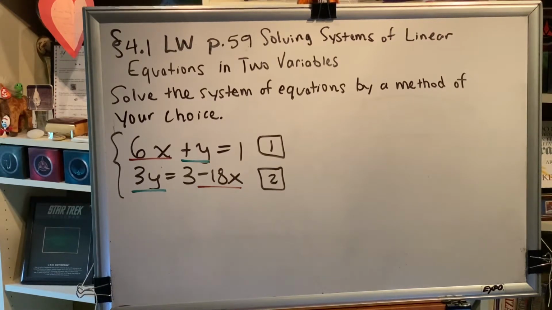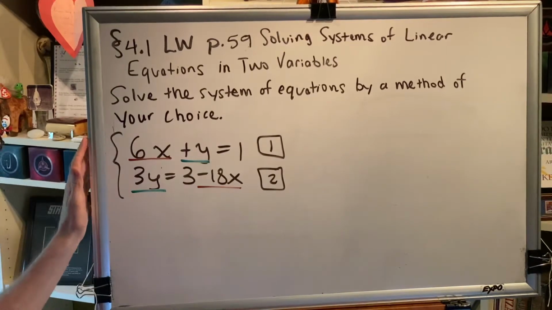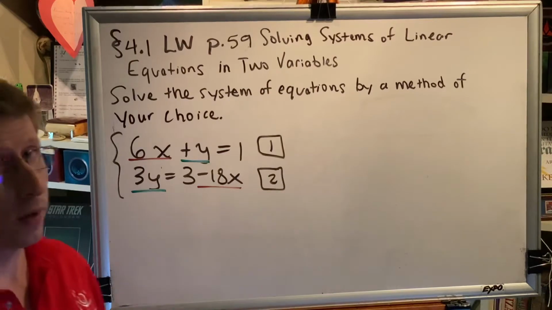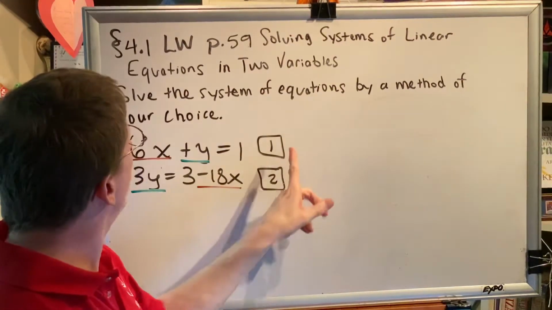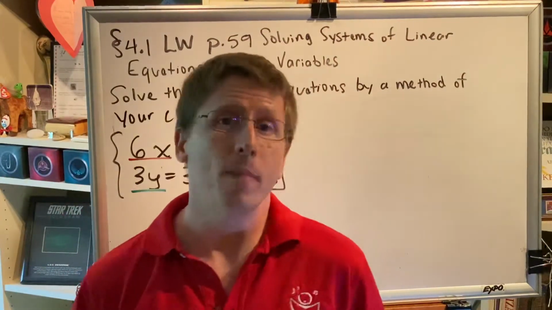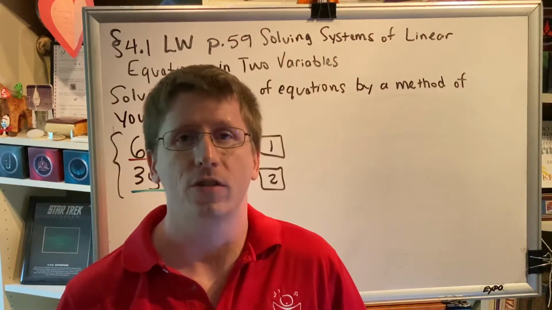We continue learning workbook page 59 with this final problem from section 4.1. Solve the system of equations by a method of your choice. 6x plus y equals 1, 3y equals 3 minus 18x. Okay, once again, I've labeled the two equations as equation 1 and equation 2. Let's go through the steps of determining which method we should use to solve this system.